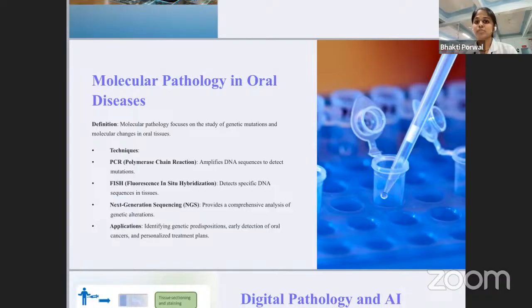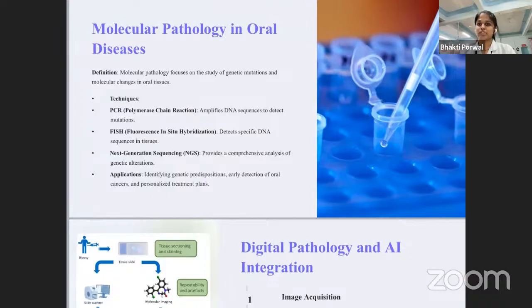The most commonly used technique is NGS, that is next generation sequencing, which provides a comprehensive analysis of genetic alterations. It shows rapid and efficient accuracy, as well as it is cost effective and detects rare variants. Applications: it helps to identify genetic predisposition, early detection of oral cancers, and personalized treatment plan. Gene editing or gene therapy is also practiced recently using the CRISPR-Cas9 system to correct genetic disorders.